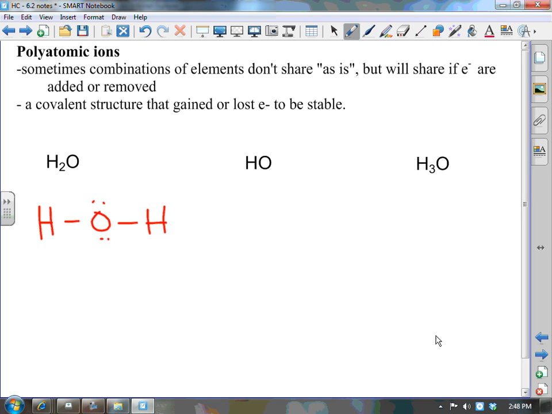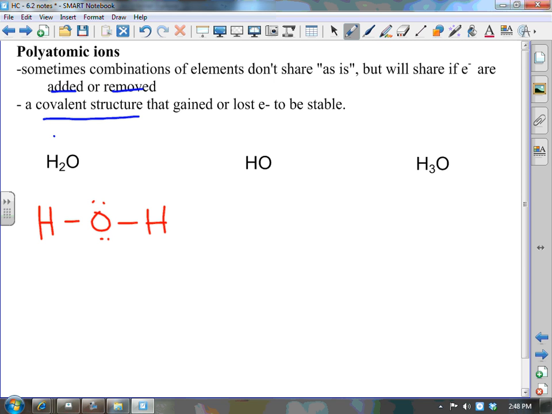So here's the thing about polyatomic ions: these are elements that are not going to share under their normal conditions, under the normal number of electrons that they have. They will share if extra electrons are added or removed. So what is a polyatomic ion? It is actually a structure that has covalent bonds within it, but needed extra electrons to make it stable, or lose electrons to make it stable.